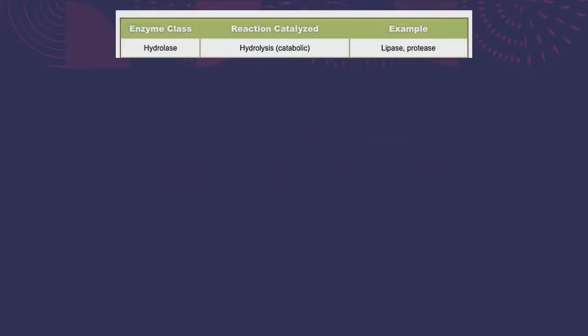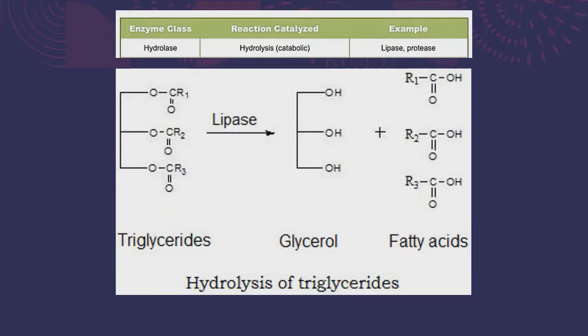So the first group of enzymes is the hydrolase enzymes. Examples of this type of enzyme are lipase and protease. This group of enzymes handles the catabolic reaction, or hydrolysis. So we have an example here: triglycerides, with the use of lipase enzyme, are hydrolyzed into glycerol and fatty acids. So that lipase is an example of a hydrolase enzyme.